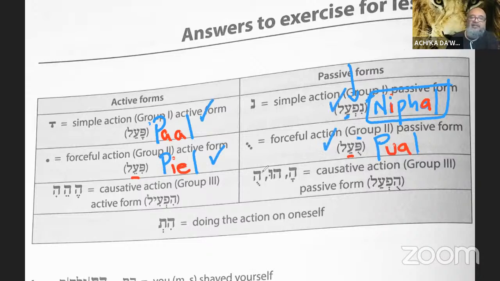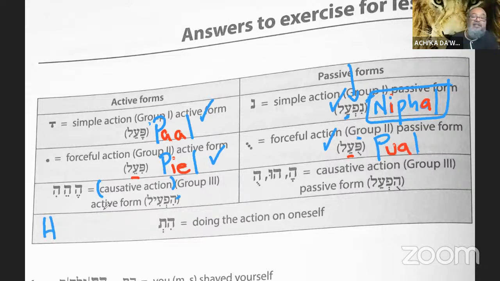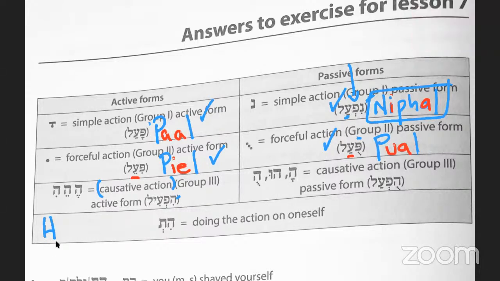Okay. So we got a pa'al, we got a nifal, we got a pual. Now, group number three, which is the forms that we learned in lessons 1 and 3, tells us about an action that you're going to cause on someone else. Okay. But you're the one doing it on someone else. So the first letter is what? H. An H, perfect. And then the little dot underneath that is a vowel sound, which is a what? I. It's an I.